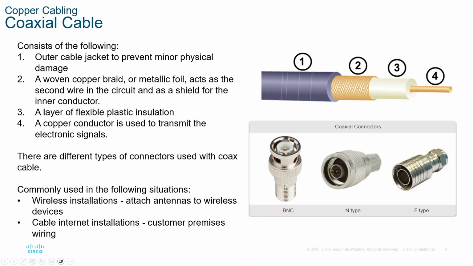Anybody has cable internet at home? I had one, but when I upgraded, I have a fiber optic now. Mm. If you have cable internet at home, you will see this cable and you will see this connector going into the modem.